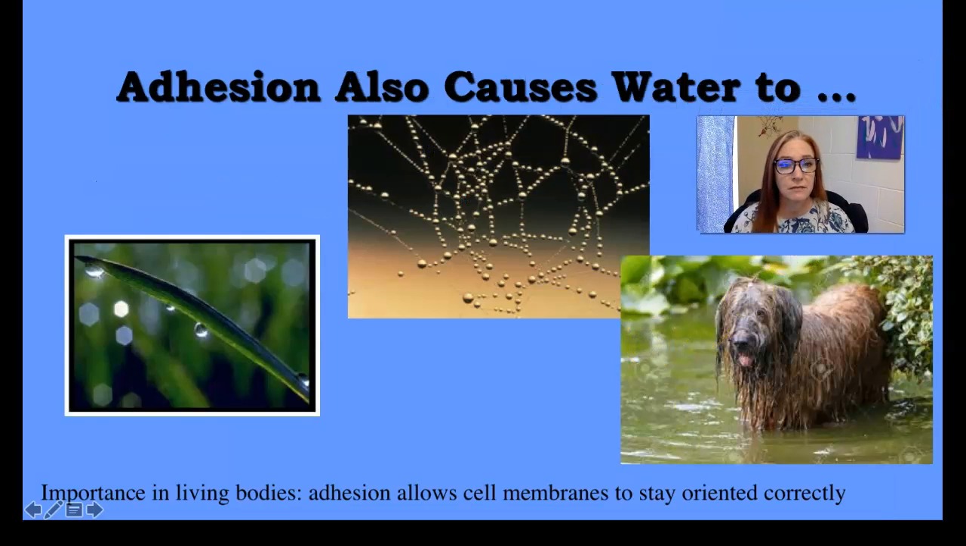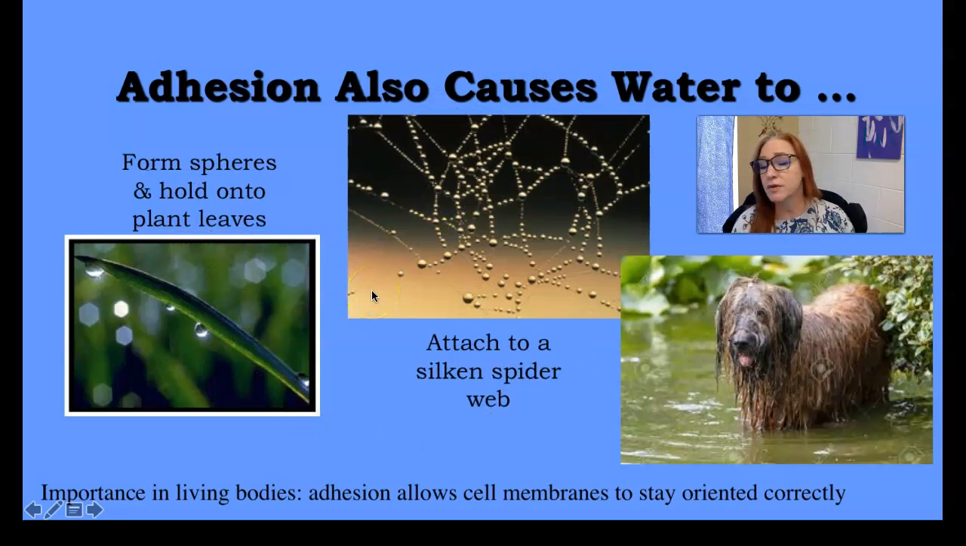So water, due to adhesion, gets stuff wet. We see droplets on plants. We see, of course, beautiful things like spider webs with dewy droplets shimmering in the sun. And then you also get big stinky wet dogs. That's why things are wet, okay?